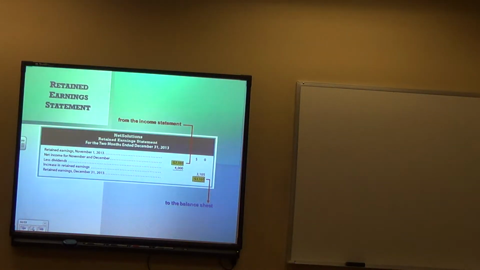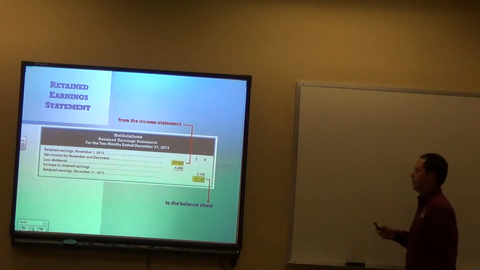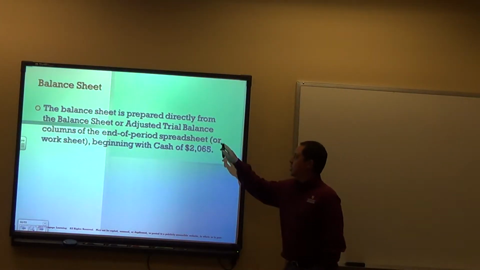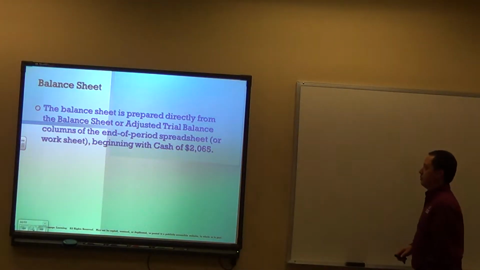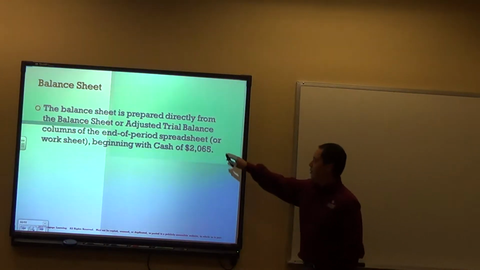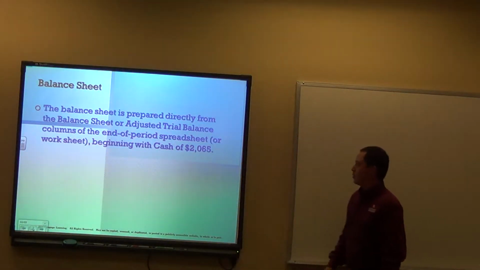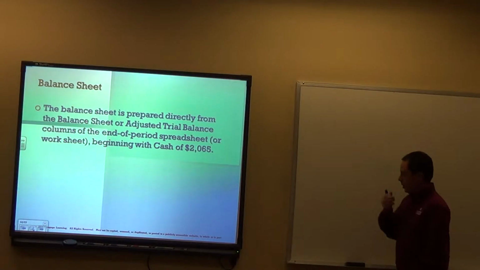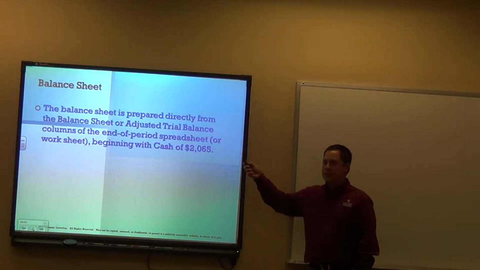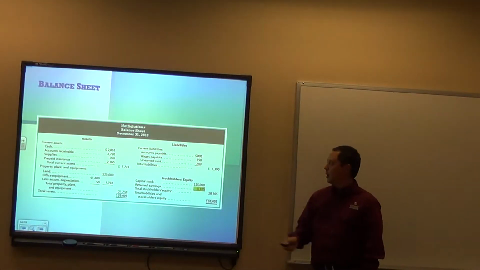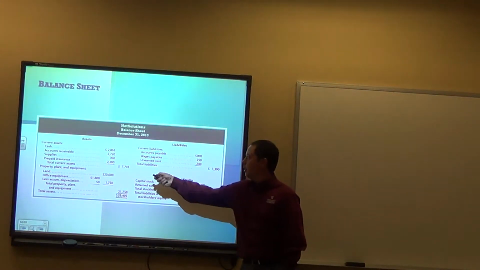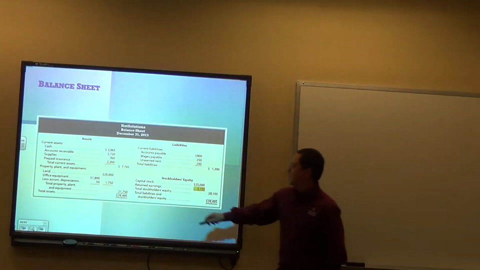Question on how that's flowing? Pretty good. All right. The balance sheet is prepared directly from the adjusted trial balance in that spreadsheet we just looked at. Then you begin with cash, obviously, because we're going to start with our most liquid asset, which is right here, cash, and totaling all these up.